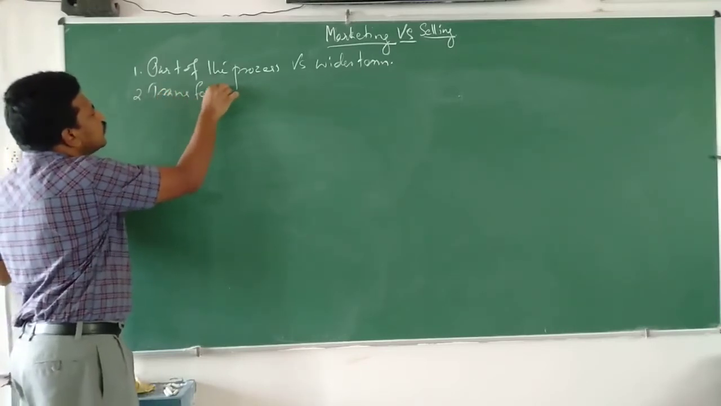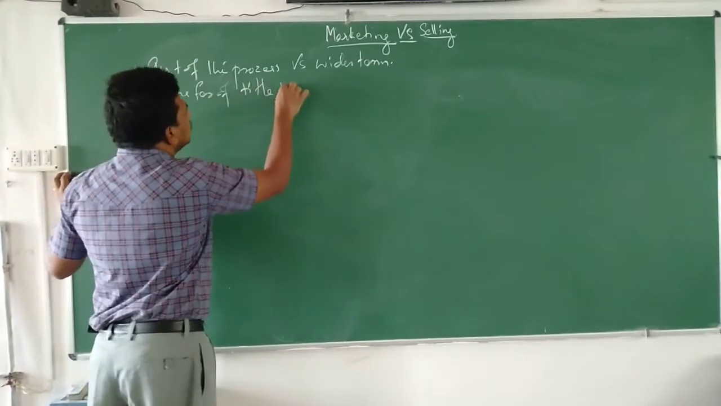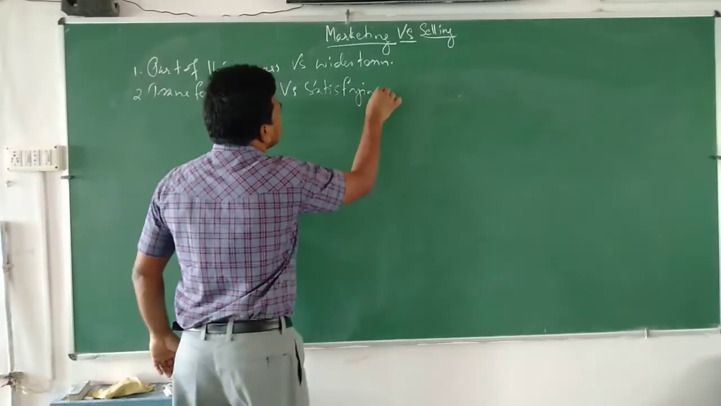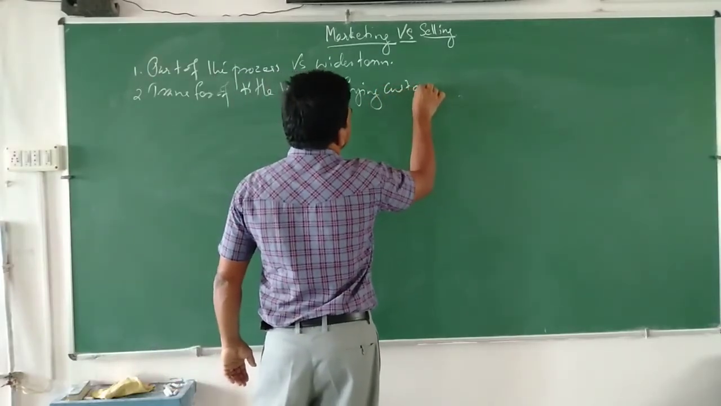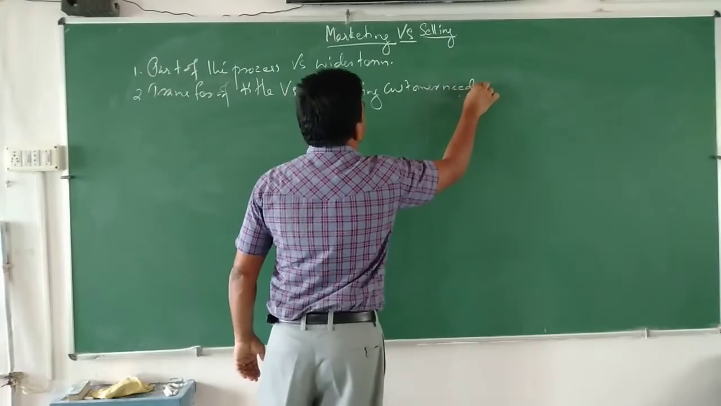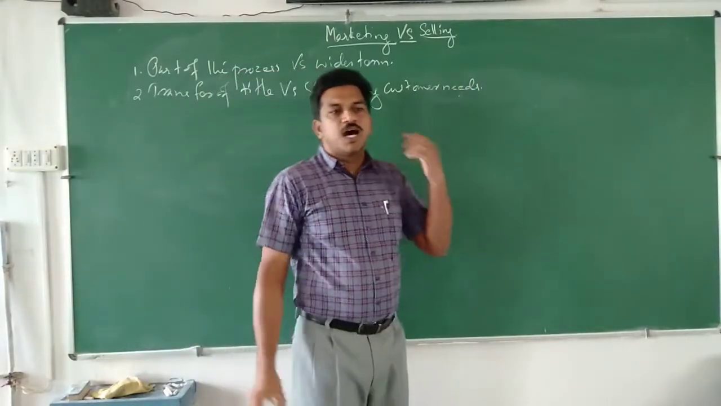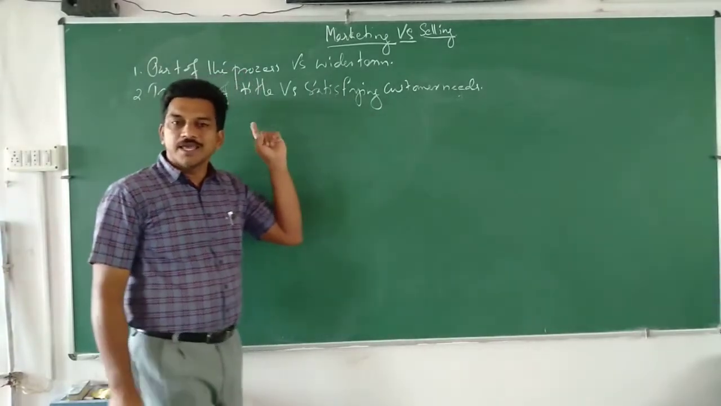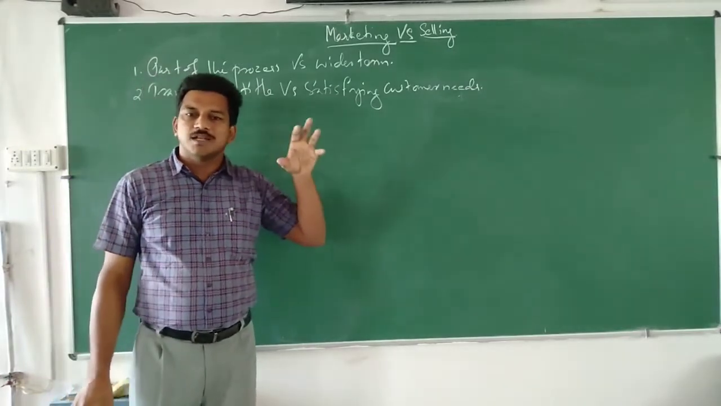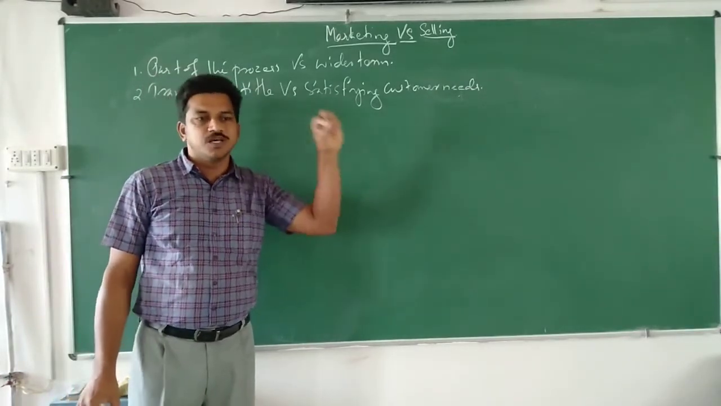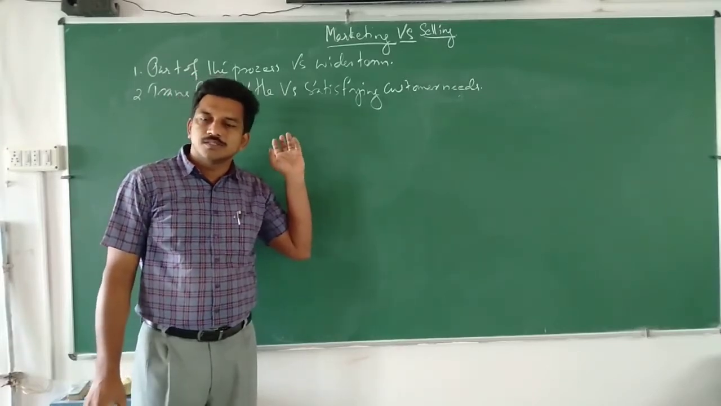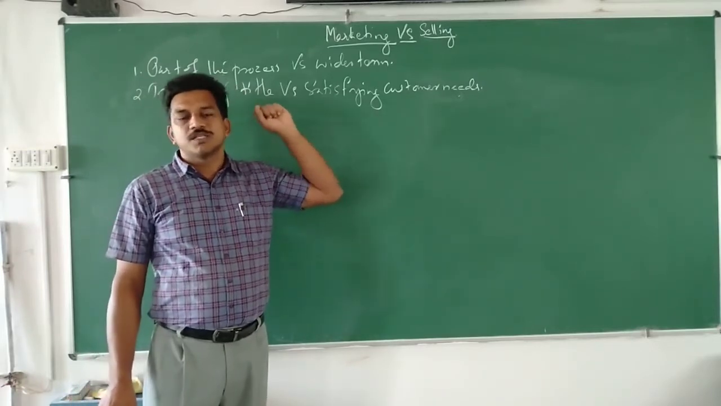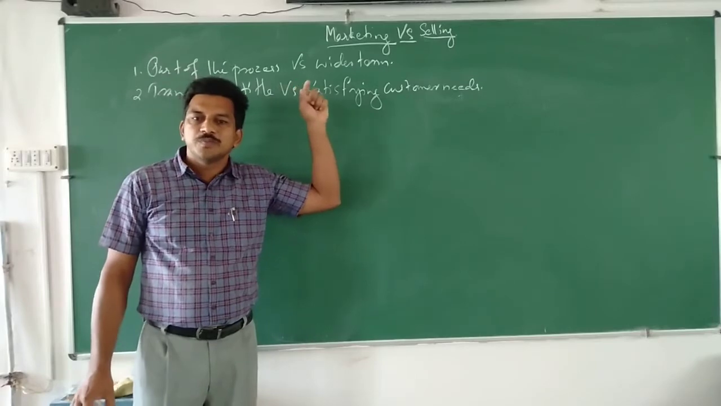Transfer of title versus satisfying customer needs, or consumer needs. Transfer of title is the aim of one of the processes. Selling is the transfer of title, the transfer of ownership of goods from seller to buyer. That is called sales or selling. Then satisfying the consumer needs or customer needs is the aim of marketing.